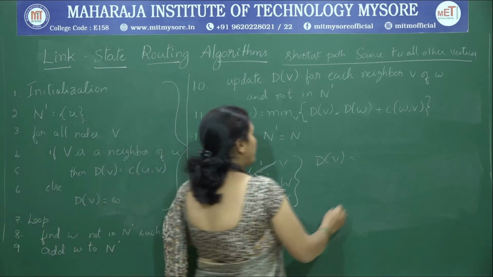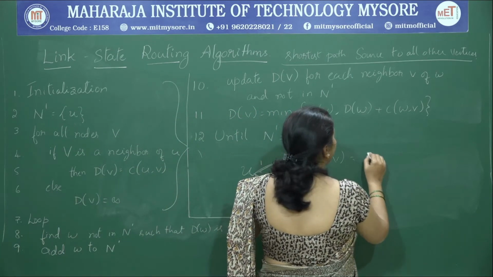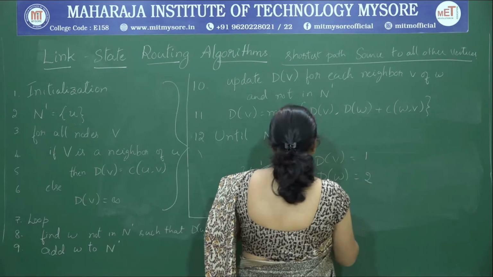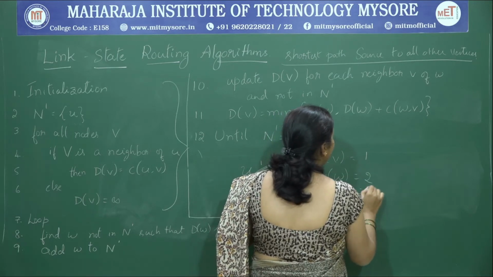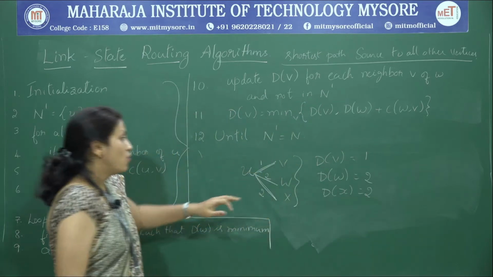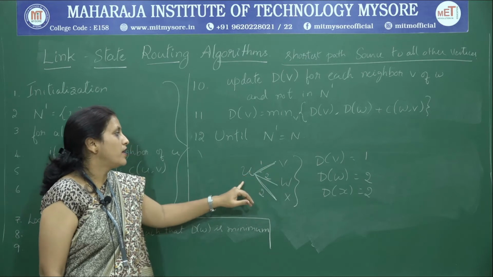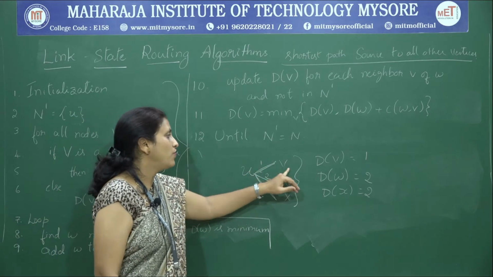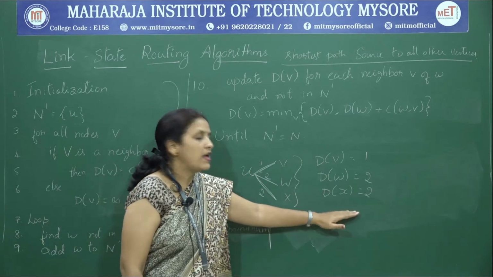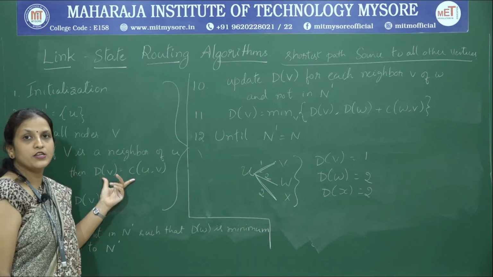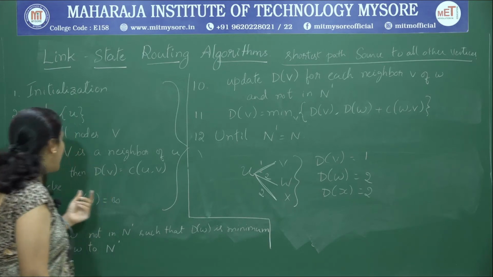So, what it becomes? D of V will become 1, D of W will become 2, similarly D of X will become 2 for us. Whatever cost or weight is associated with that particular physical link between U and V will be assigned as the value for D of V. That is the first initialization that we are going to have.